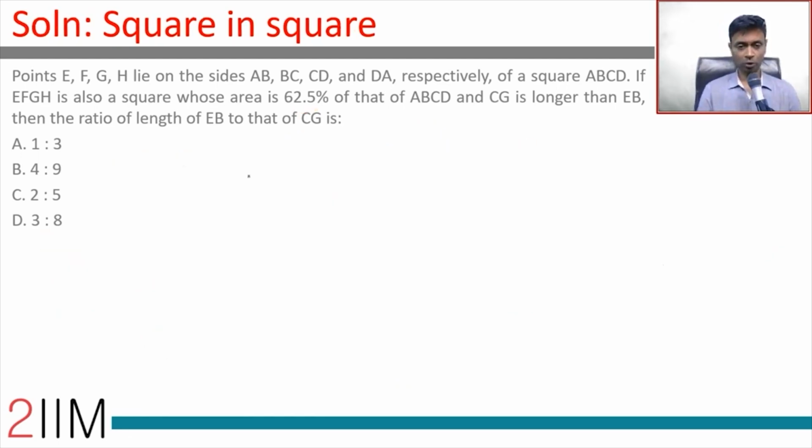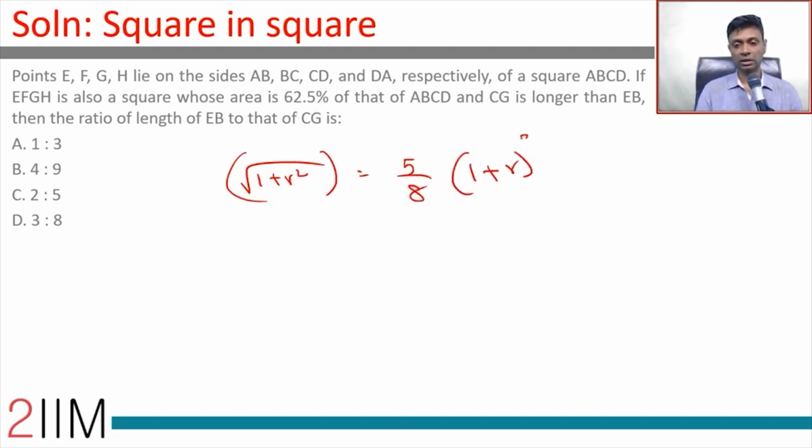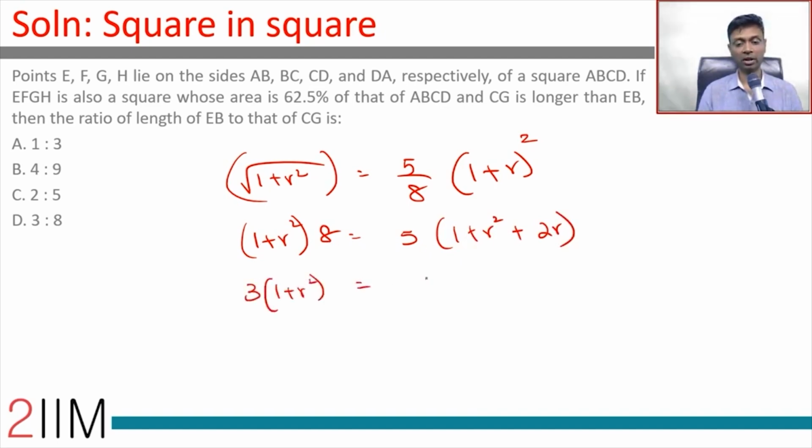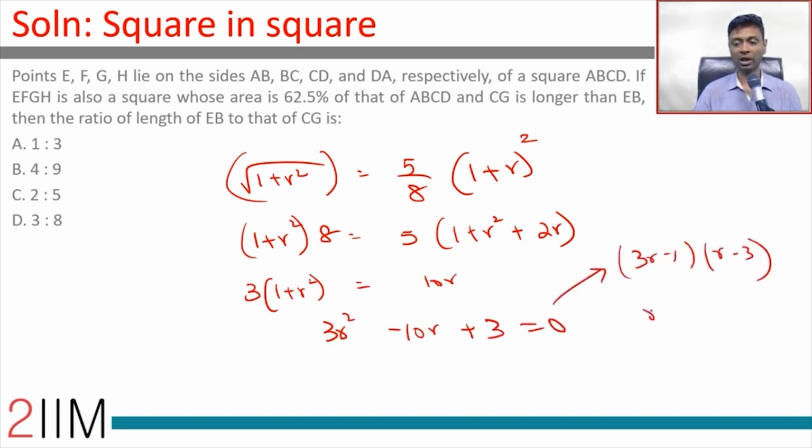We are through. So we know that square root of 1 plus R square, the whole square, is 5 by 8 times 1 plus R, the whole square. 1 plus R square into 8 is 5 times 1 plus R square plus 2R. So 8 times 1 plus R square minus 5 times 1 plus R square is 3 times 1 plus R square, which equals 10R. 3R square minus 10R plus 3 equal to 0. This is 3R minus 1 into R minus 3. R is either 1/3 or 3.